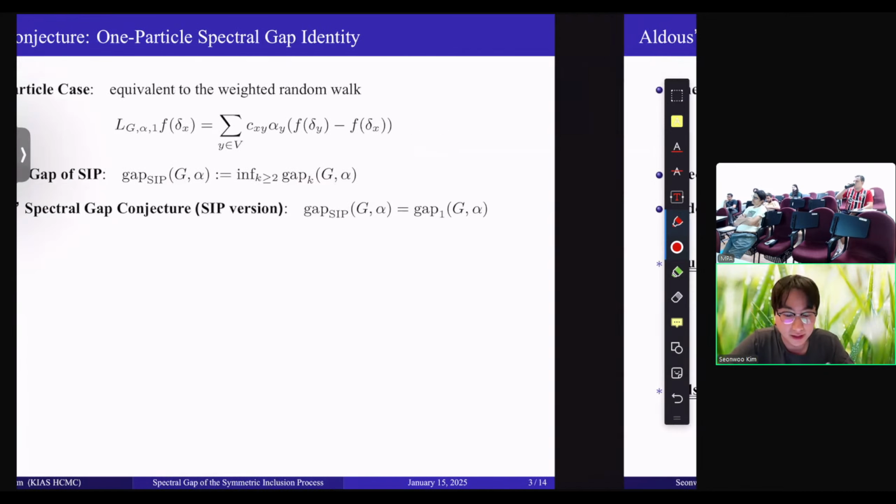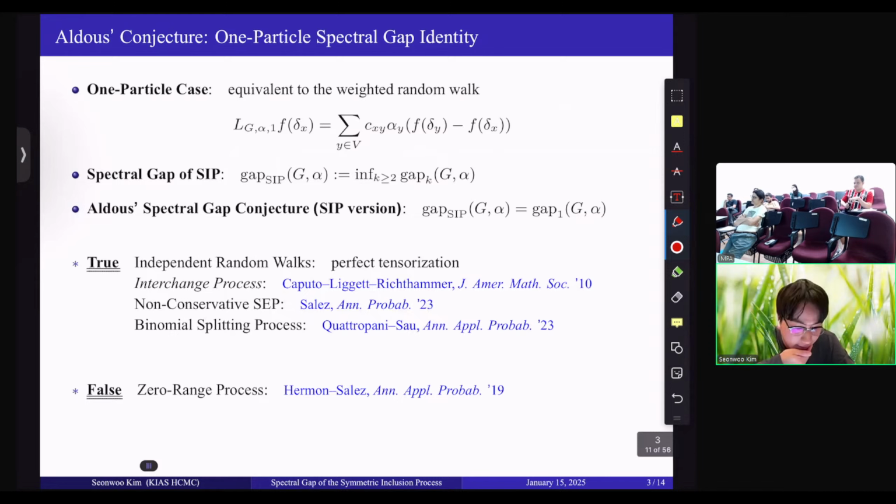Yeah, and then I'll briefly give the list of models that people are concerned with.